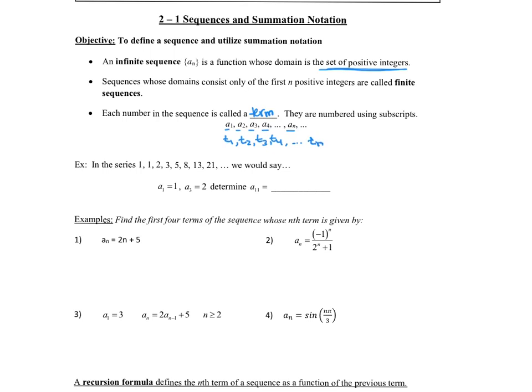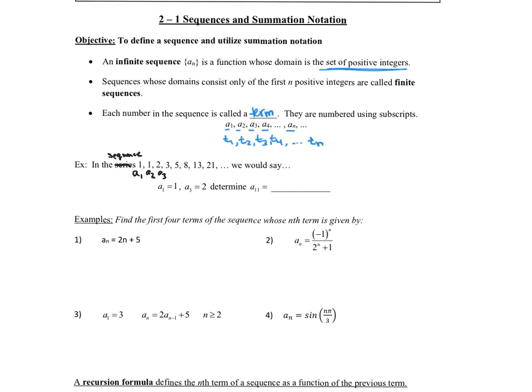So let's take a look at our first sequence. There's a typo here. This should say in the sequence. We have 1, 1, 2, 3, 5, 8, 13, 21. So the first term is this one, so it's A1. The second term is A2. The third term is A3.